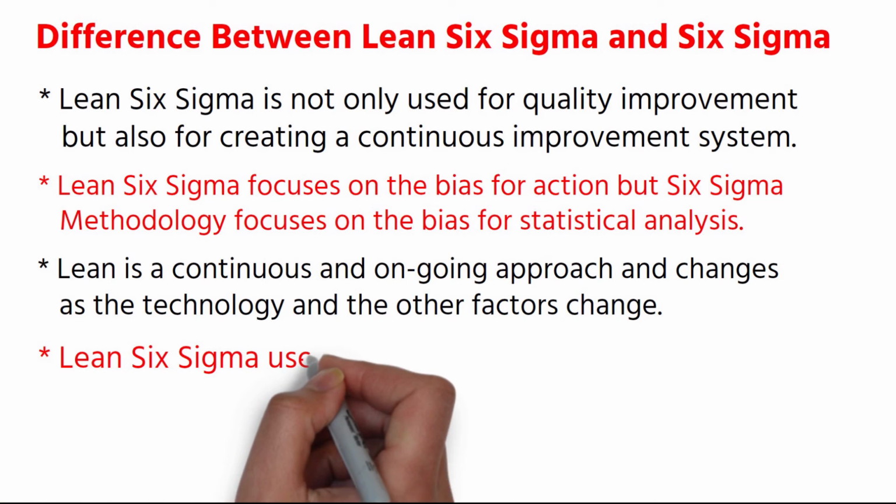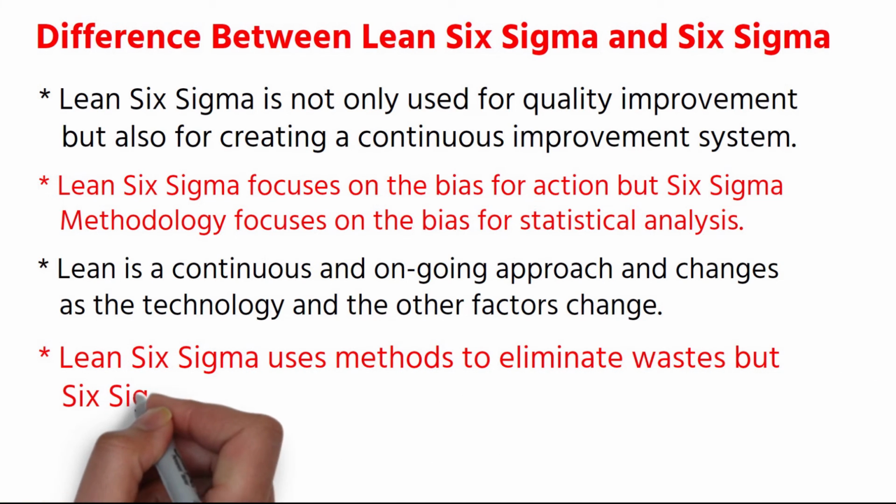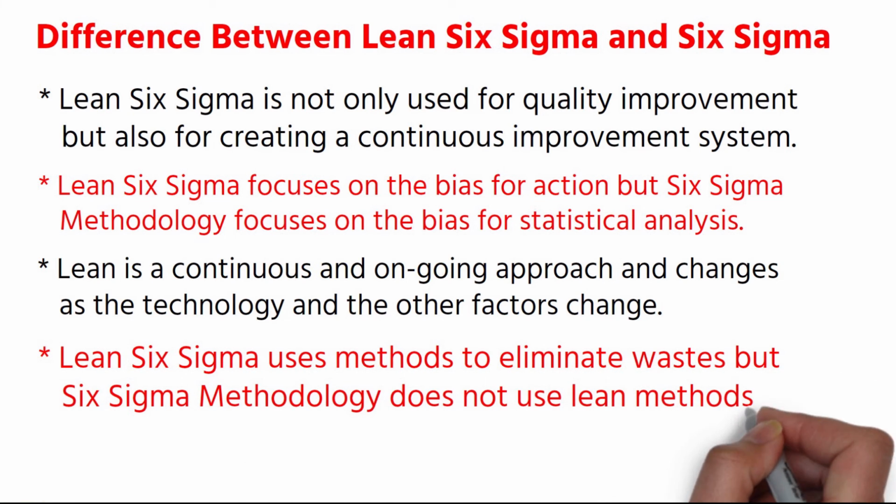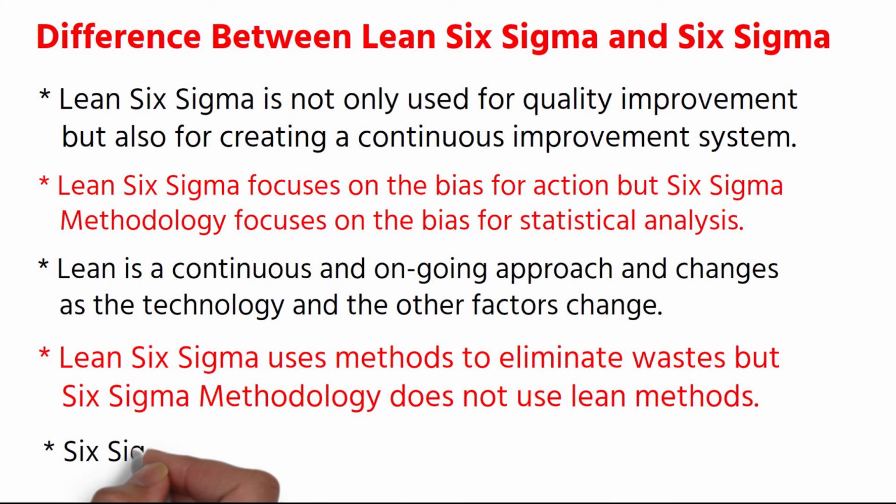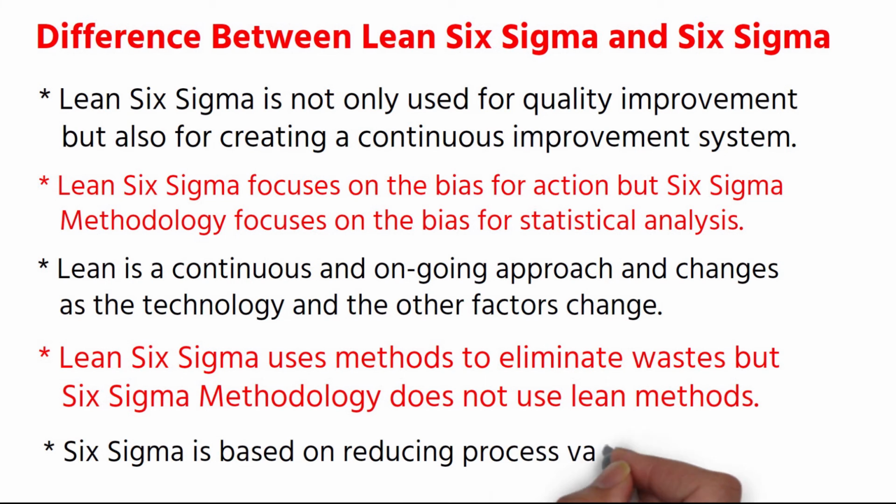Lean Six Sigma uses methods to eliminate wastes, but Six Sigma methodology does not use Lean methods. Six Sigma is based on reducing process variation. On the other hand, Lean Six Sigma is based on eliminating wastes.